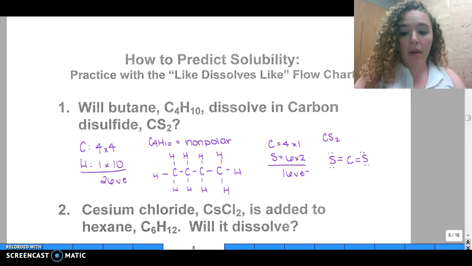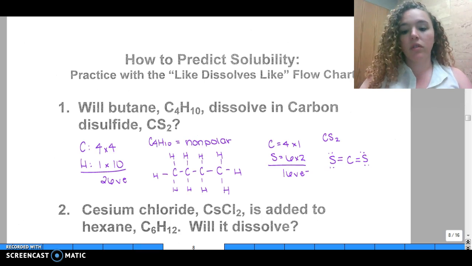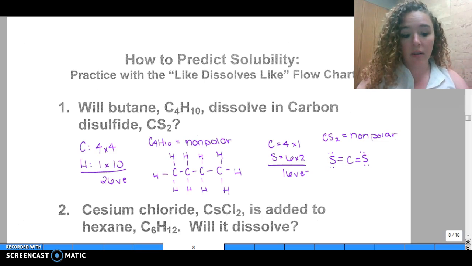We have to have a couple of double bonds so that we can have only 16 valence electrons, but still have the full octet of carbon and both sulfurs. So when you look at this structure, the central atom has no lone pairs, which means each of the dipoles from the sulfur and the carbon are going to cancel each other out. This is a nonpolar substance. There's no lone pairs on the central atom.